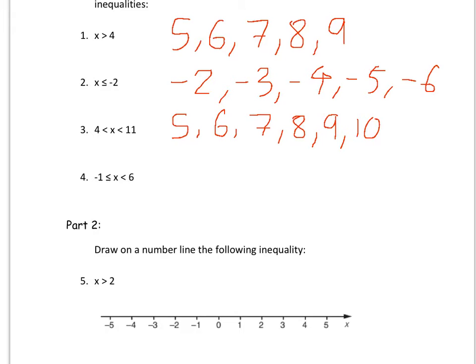So x is greater than or equal to minus 1, but less than 6. So we can have minus 1 because it says equal to. So minus 1, 0, 1, 2, 3, 4, 5. We can't have 6 because it doesn't say equal to. So that's the first part of the question.